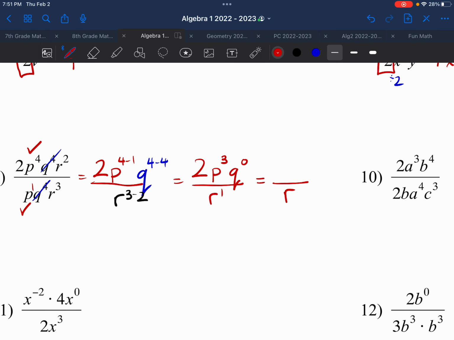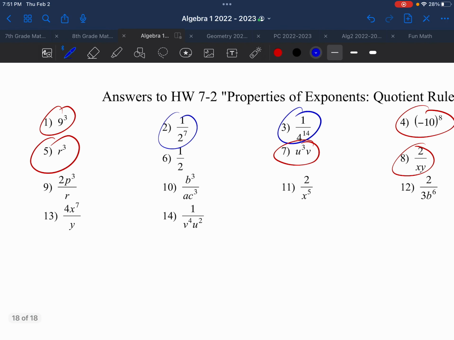There's going to be 2p to the power of 3 in the numerator, and as I said before, anything to the power of 0 is going to go to 1, which is the equivalent of just scribbling it out and only copying down that 2p cubed. All right, so 2p cubed over r. Let's check the answer for number 9, 2p cubed over r.